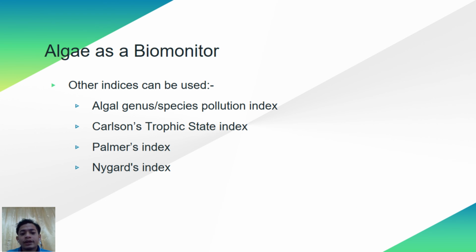There are also many other indices that can be used, such as the algal genus or species pollution index, Carlson's trophic state index, and also Palmer's index, and also the NIGAT's index. And that's all from me.